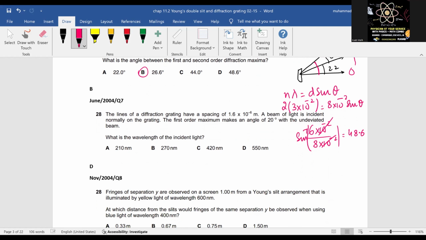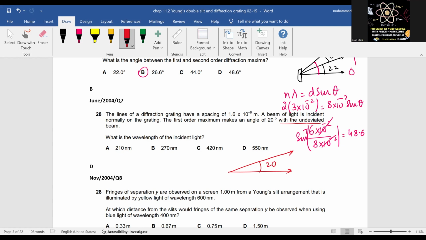Imad, read this one. The lines of a diffraction grating have a spacing of 1.6 exponent negative 6. A beam of light is incident normally on the grating. The first order maximum makes an angle of 20 degrees with the undeviated beam. What is the wavelength of the incident light? So this is the undeviated beam and this is the first order. Are you getting it, Imad?